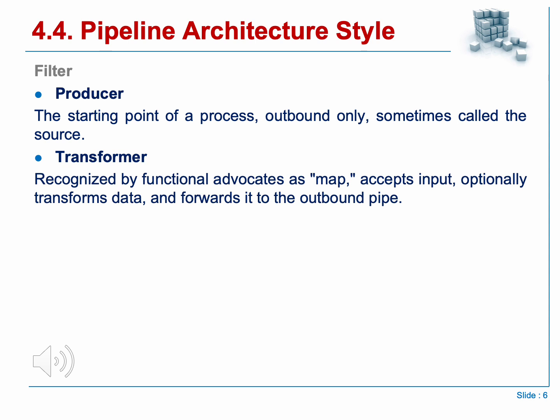The first one is producer, the starting point of a process, outbound only, sometimes called the source. The second one is transformer, recognized by functional advocates as a map. It accepts input, optionally transforms data, and forwards it to the outbound pipe.